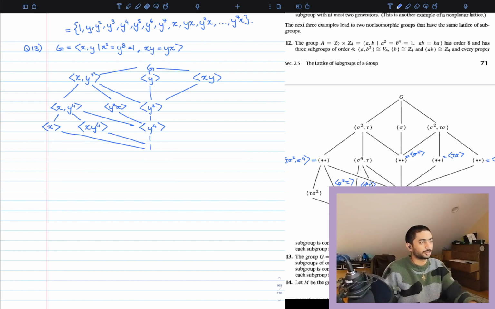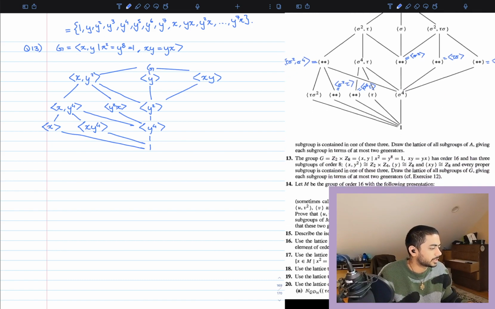I'm actually really enjoying computing these lattices. I don't know why, but it's kind of pleasant.